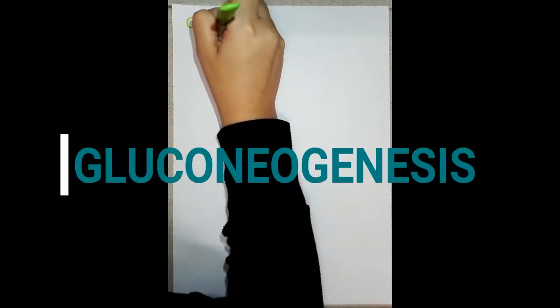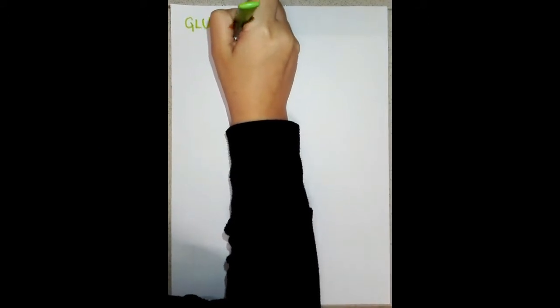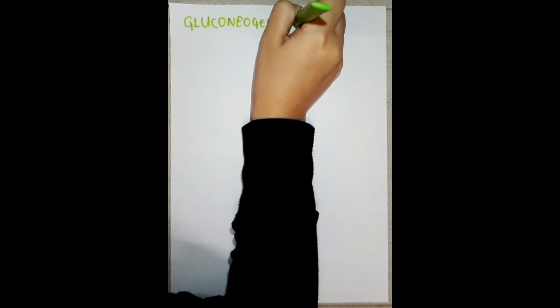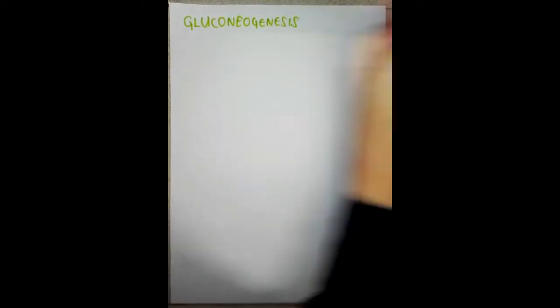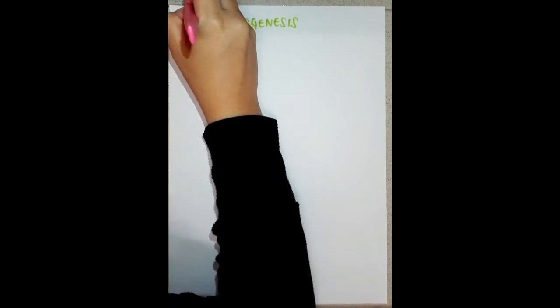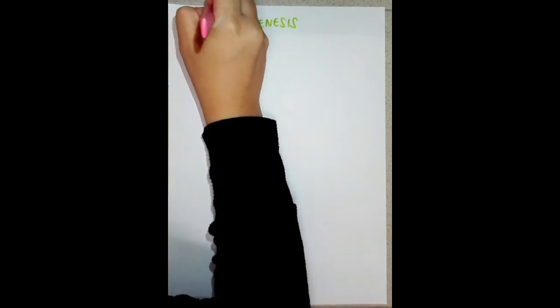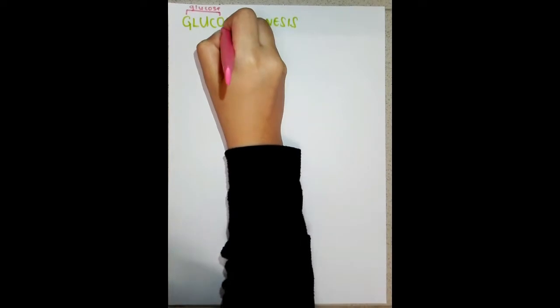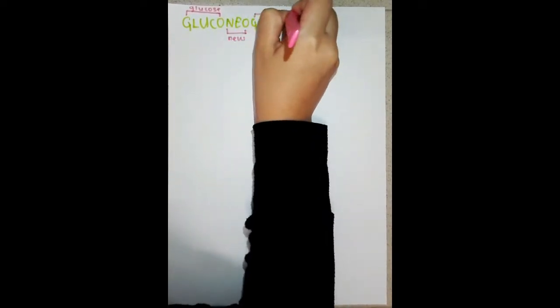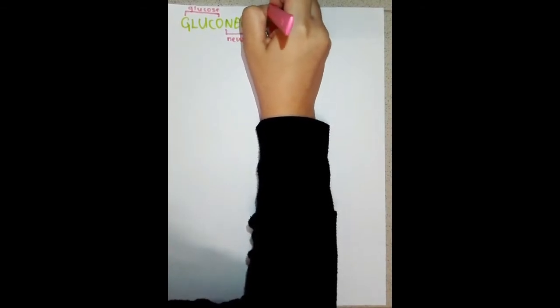In this video, we will study gluconeogenesis. Let's split the term so that we can remember the process. Gluco means glucose, neo means new, and genesis means production.